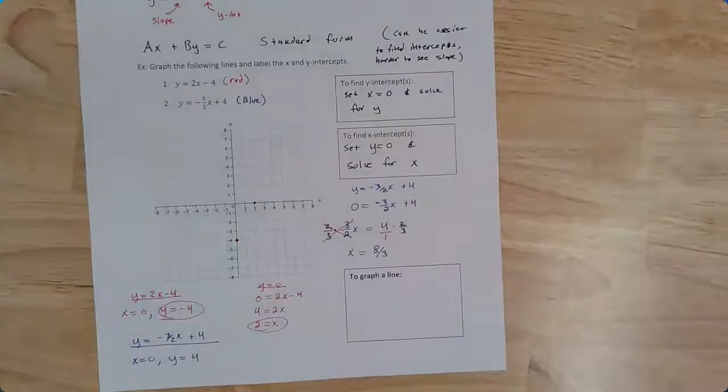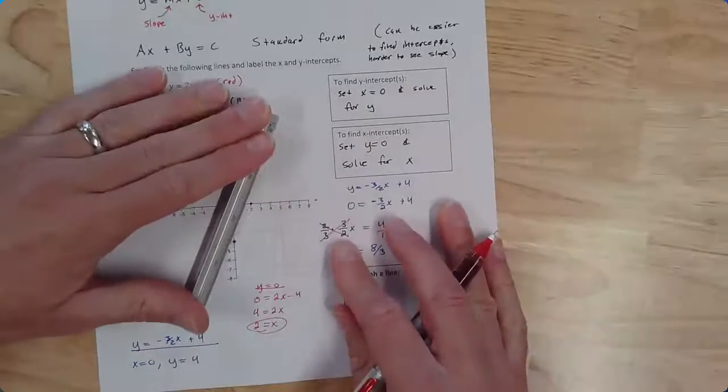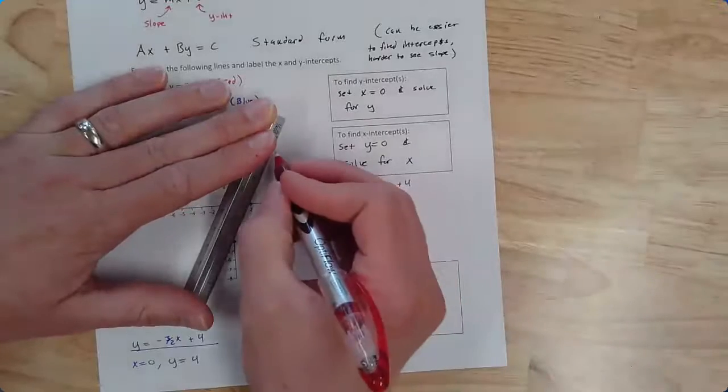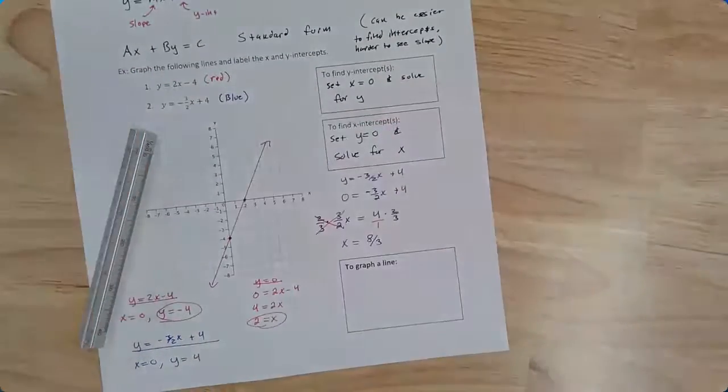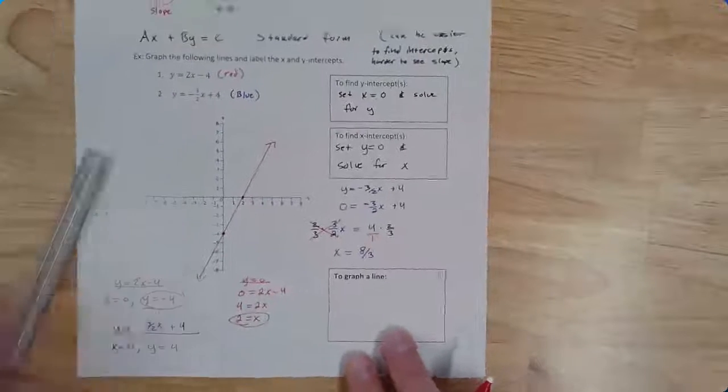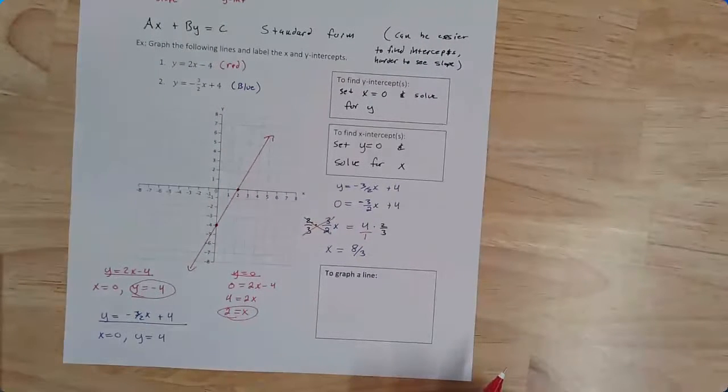Oh, I got a ruler. My little tiny ruler. So there's my line. You should draw little arrows at the ends to indicate that it keeps going on forever and ever and ever.